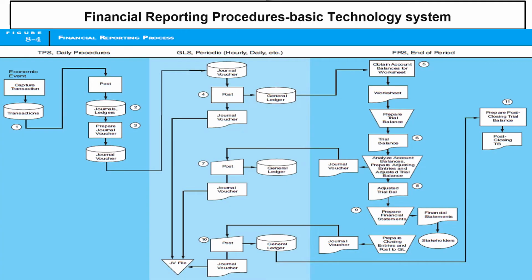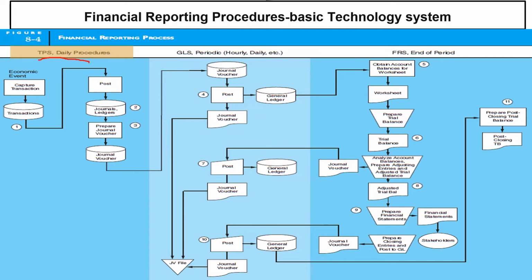Here we have the financial reporting procedures system flowchart, explaining the basic technology system for the financial reporting process. If you notice here, the departments, or the location of the transaction or the process, start with the TPS, the transaction processing system, and it is on a daily basis.